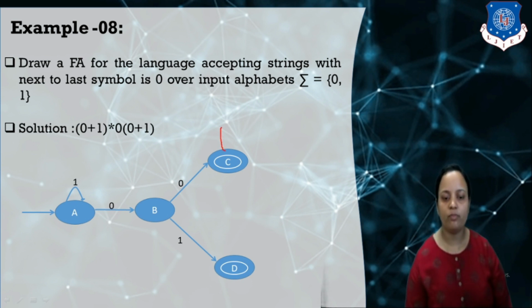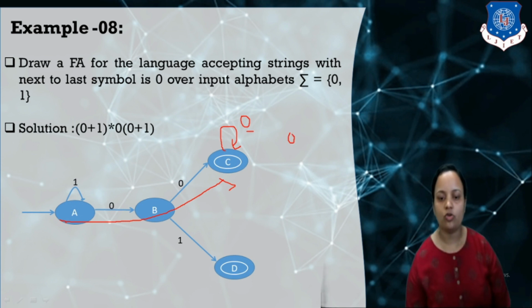So suppose the first option for making the transition is to consider it as a self loop. Suppose we have put 0 input as a self loop on state C. Does it accept any invalid string? Let me check. From A to C, if we reach, what string does it contain? Minimum 00. And if we put a self loop on C, it means it is repeated 0 or more times, it means 0 star.